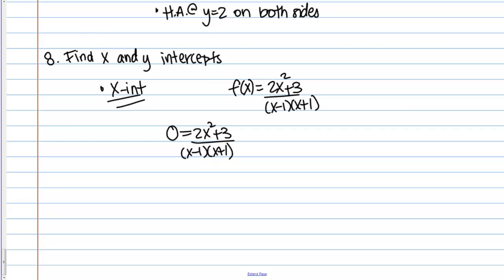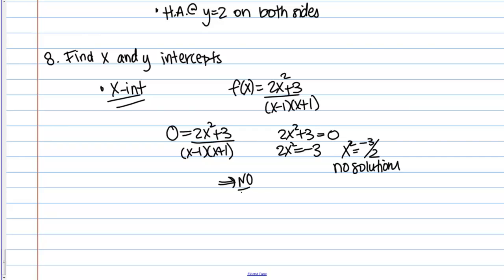Okay, so remember, a fraction equals 0 when its numerator equals 0. So I am left with this. Now we've actually, I think, seen this before. But anyway, if I try to solve for x squared, I get x squared equals negative 3/2. But a square number can't be negative, right? So this has no solutions. So what does that tell me? There are no x-intercepts. So when you graph this function, it should never cross or touch the x-axis at all. Okay, so be careful with that when you actually graph it.